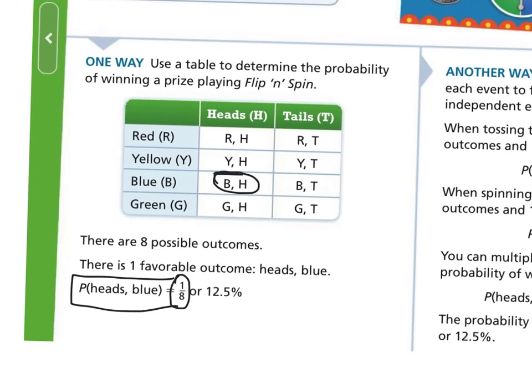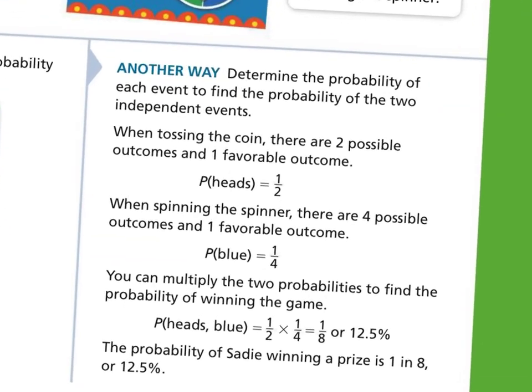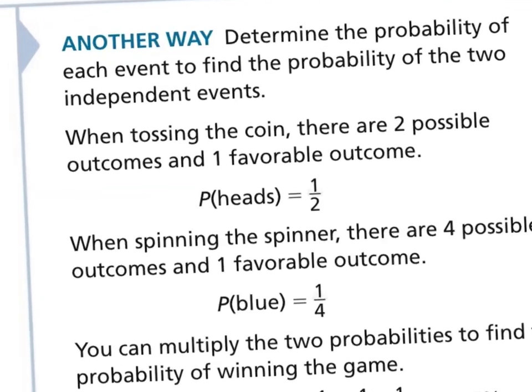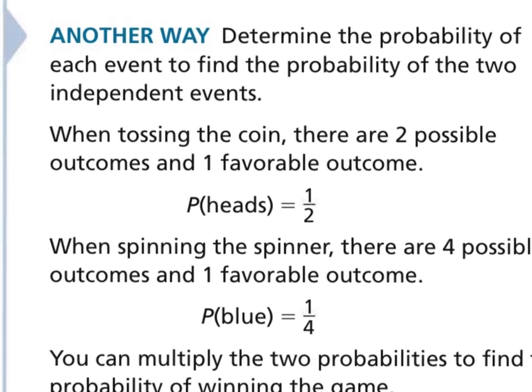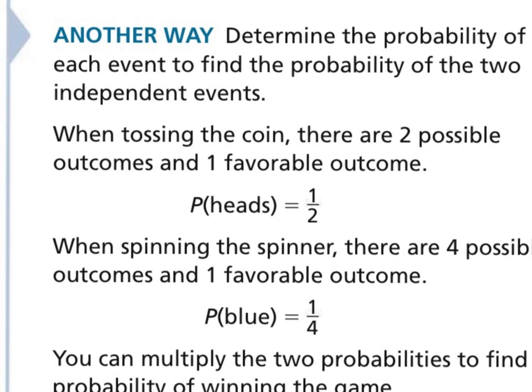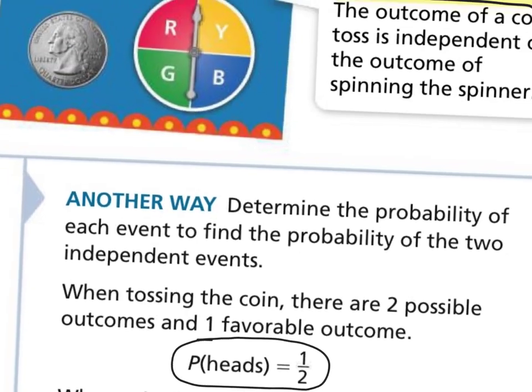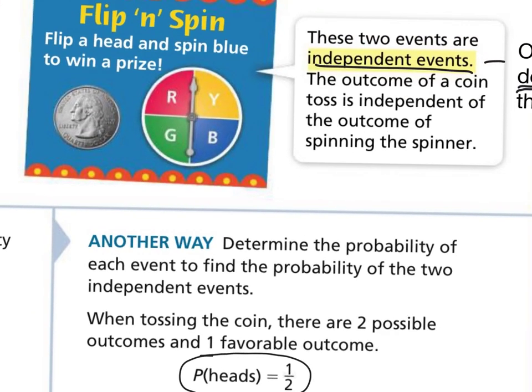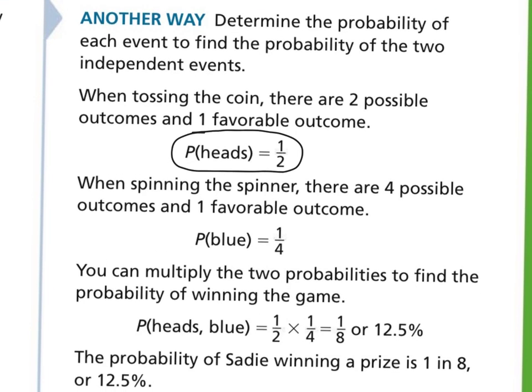The other option is just to think about your probabilities. So when you're flipping a coin, there's 2 possible outcomes, 1 favorable outcome. So the probability of heads would be 1/2. And then the spinner has 4 sections, only one of them is blue. So the probability of us spinning blue is 1 out of 4, or 1/4.